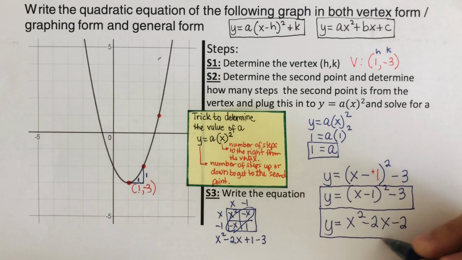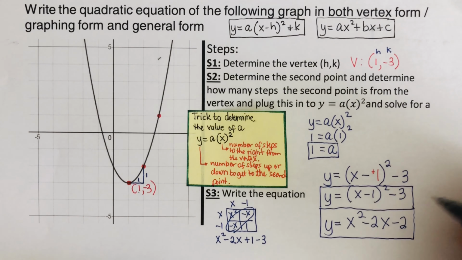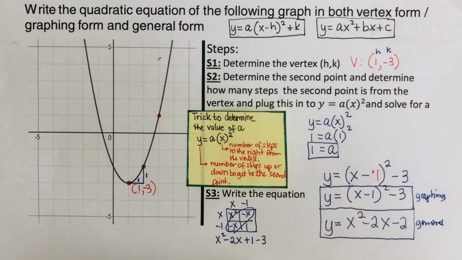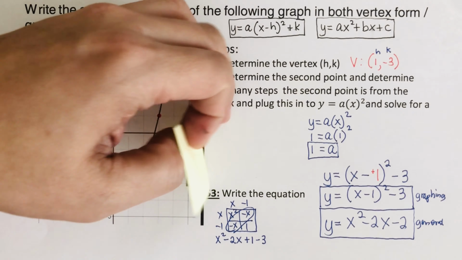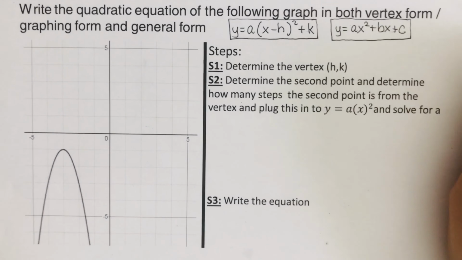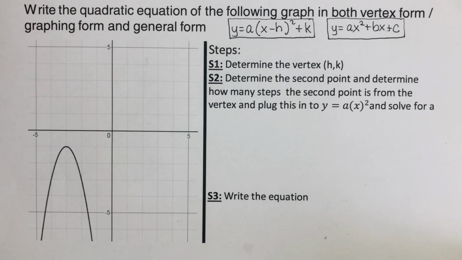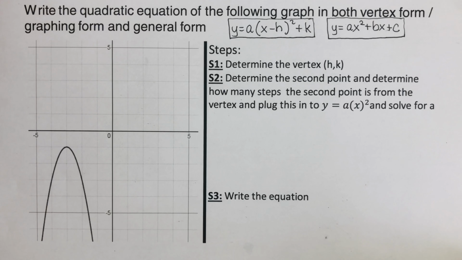So the first equation is the graphing form, and this equation here is the general form, and these two graphs are equivalent. Did you get the same answers as this? Good. Perfect. Now let's move on to the third example. At this time, I would encourage you to pause this video and try this problem out on your own, and when you're done, unpause it and check your answer.